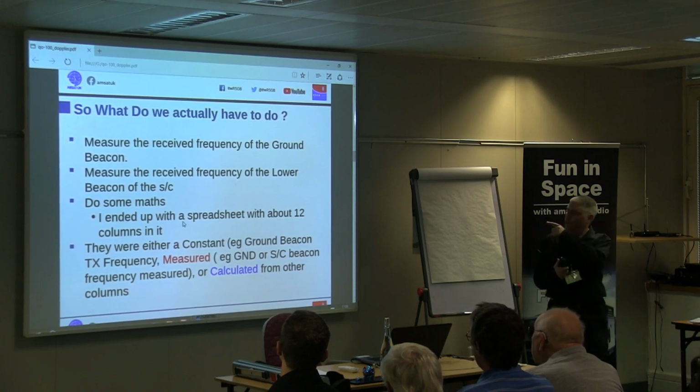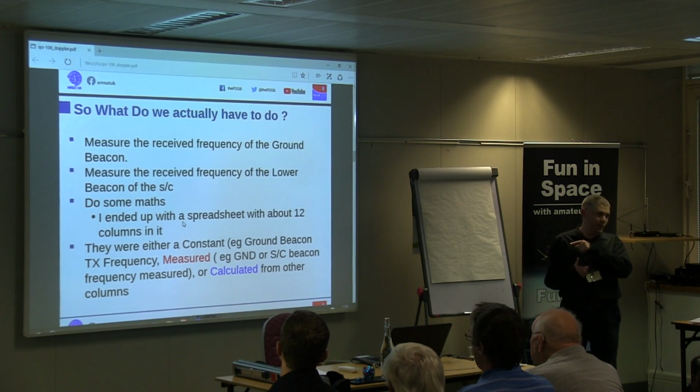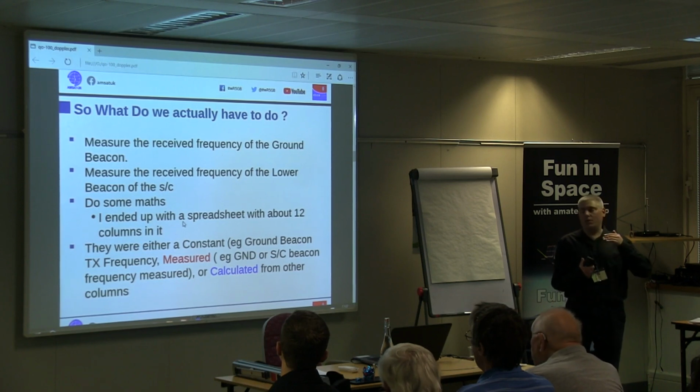Those three colours, black, red and blue, by the way, you will see as we go through the presentation, and I list each of the columns. So that makes it easy to tell whether a column is actually measured or calculated or just plain constant.